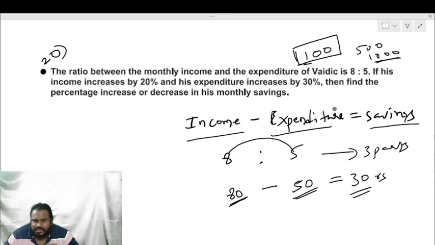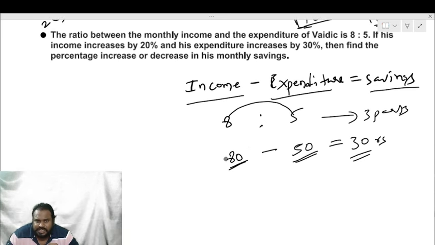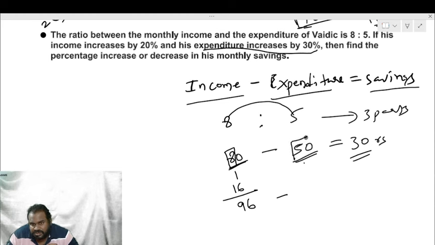What happened? This 80 is increased by how much percent? 20%. So out of 80, what is 10%? 8. 20% is 8 into 2, 16. So now it will become 96. Next, expenditure is increased by 30%. So in 50, what is 10%? 5 rupees. 15 rupees is 30%. So add it to 50, which gives 65.